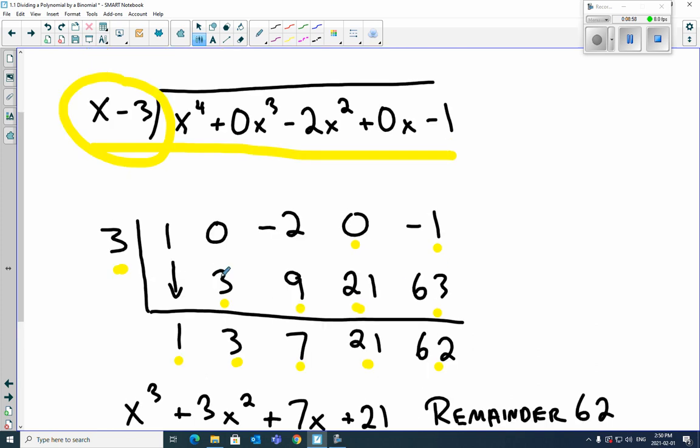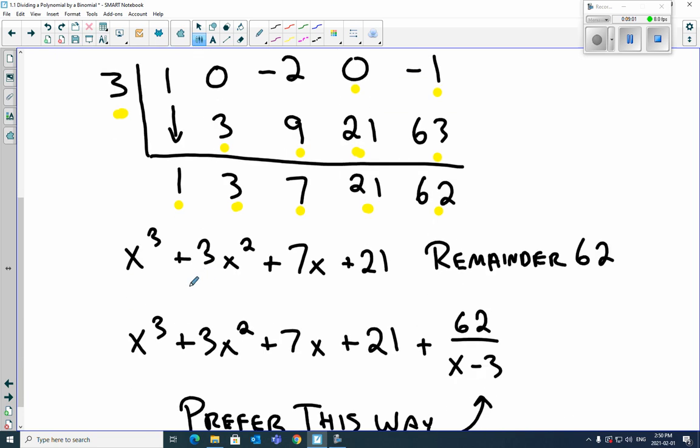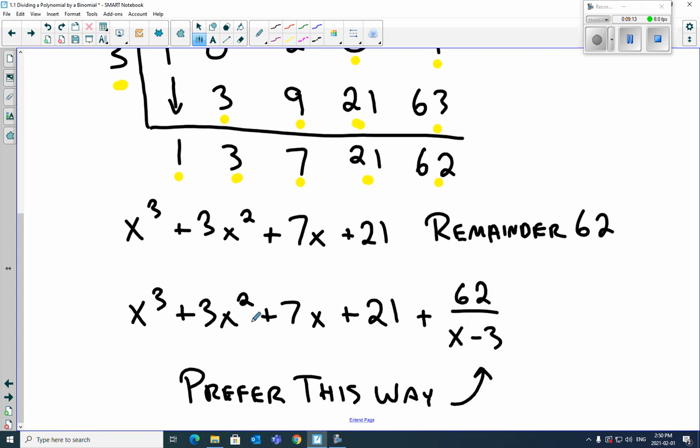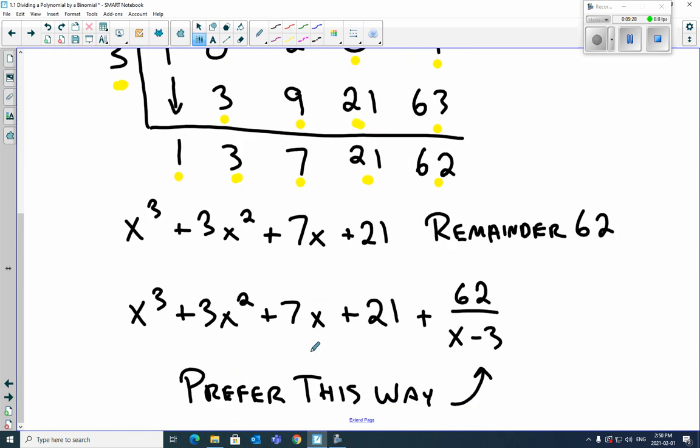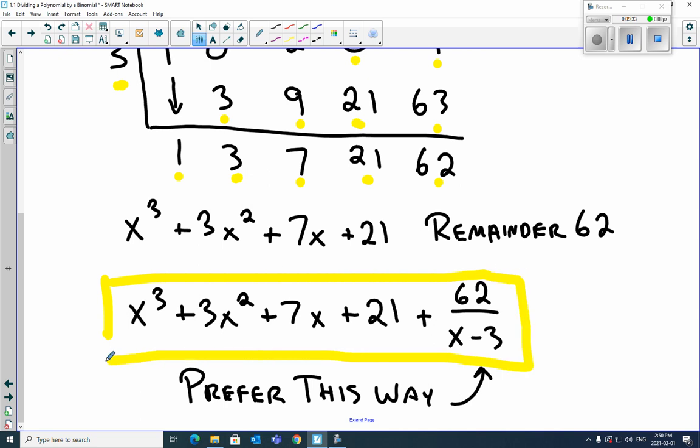Now, if you look, this was an x to the 4. So when we break this down, it's going to be x to the 3, right? There's the 1, plus 3x squared, plus 7x, plus 21 with a remainder of 62. Now, you can write it like that, but there's a better way to write it, and that's here. So you write all this out the same, the x cubed plus 3x squared plus 7x plus 21, but you write plus 62, and if this was negative, it would be negative 62, divided by x minus 3, because that's what we were dividing by way up here, right? This is the more preferred way. So this is the way you should be writing it as you go along through this one.